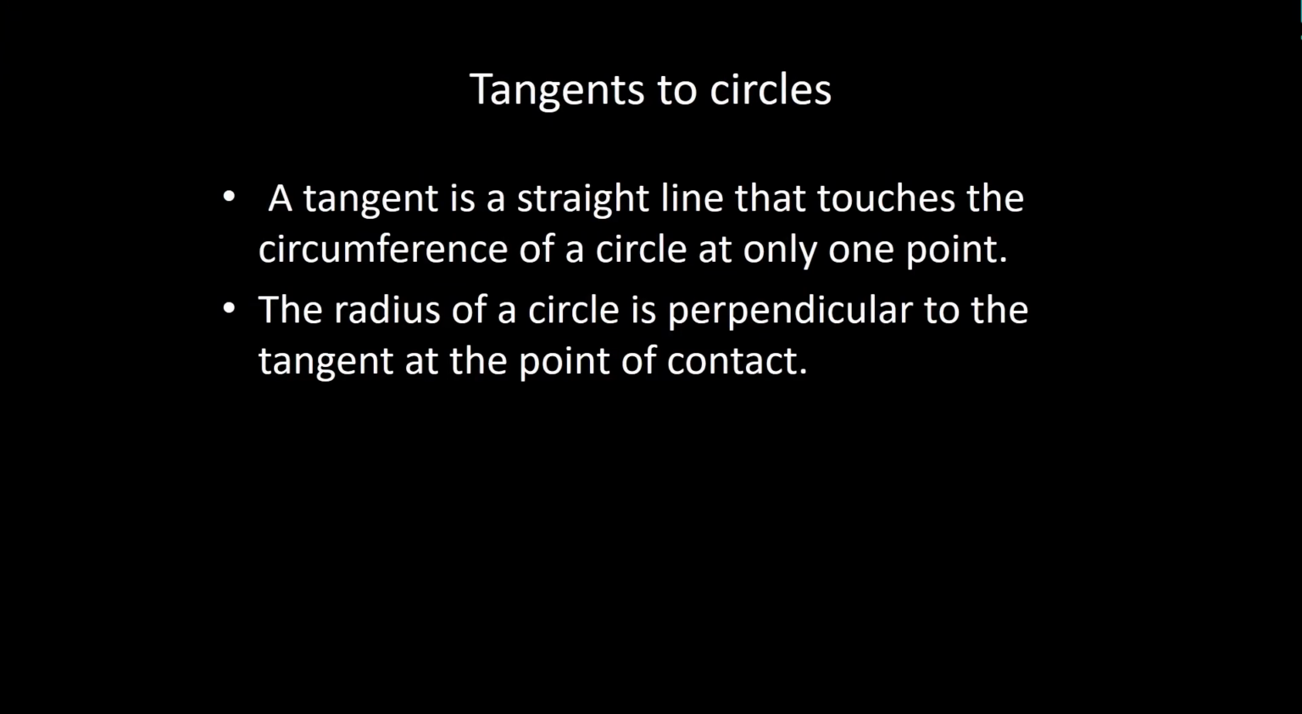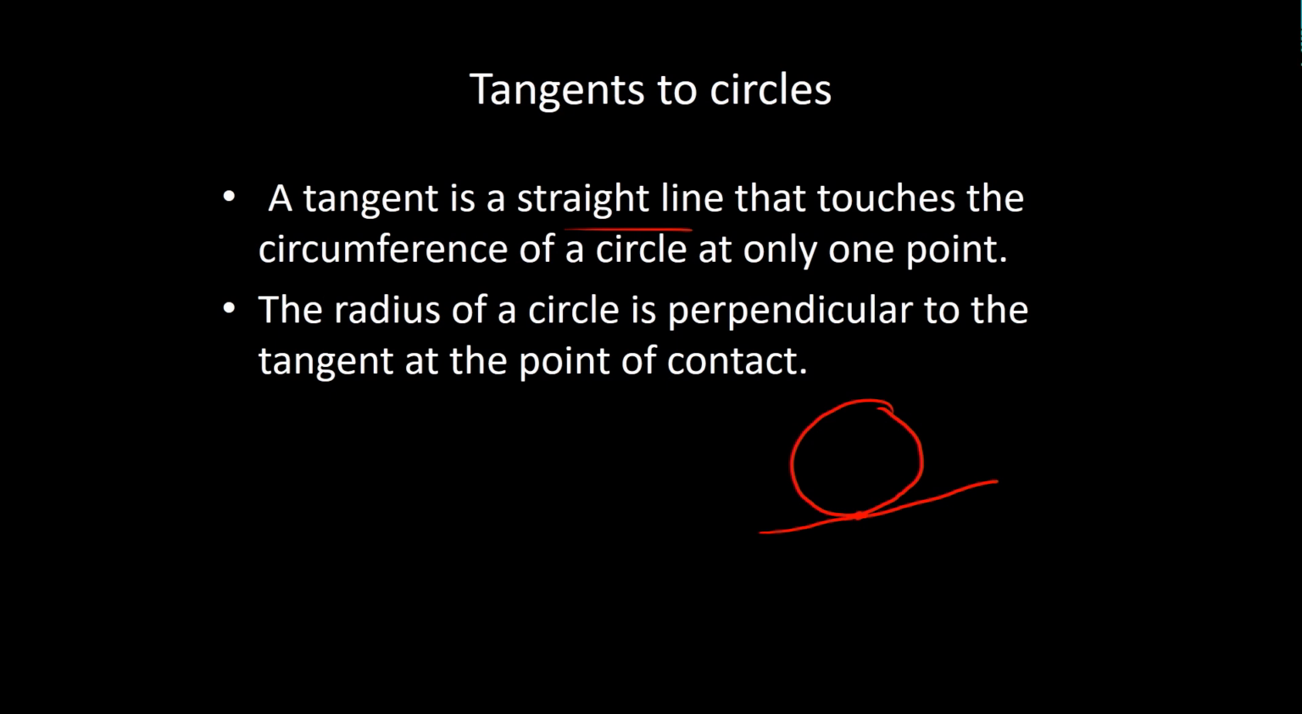What is a tangent? So a tangent is basically a straight line that touches the circumference of a circle at only one point. So if we have a rough sketch of a circle, the tangent will be the line drawn to the circle where it touches the circle at just one point on the circumference.